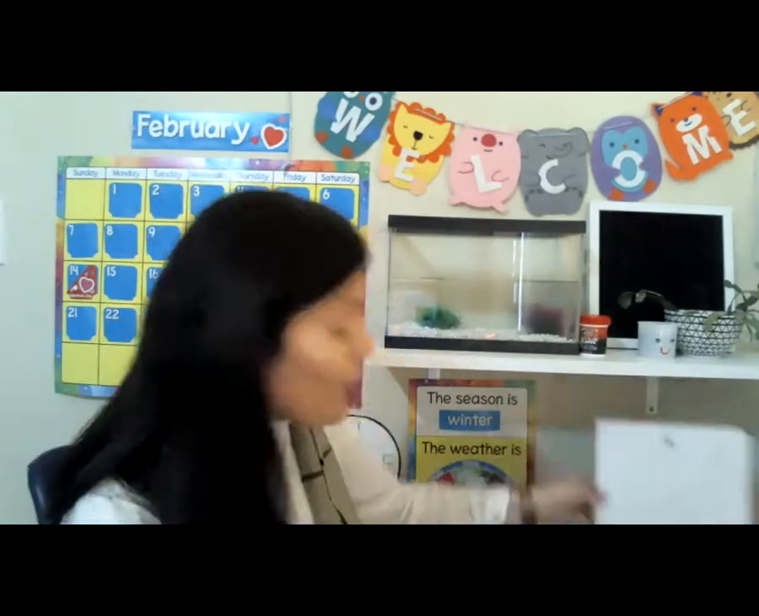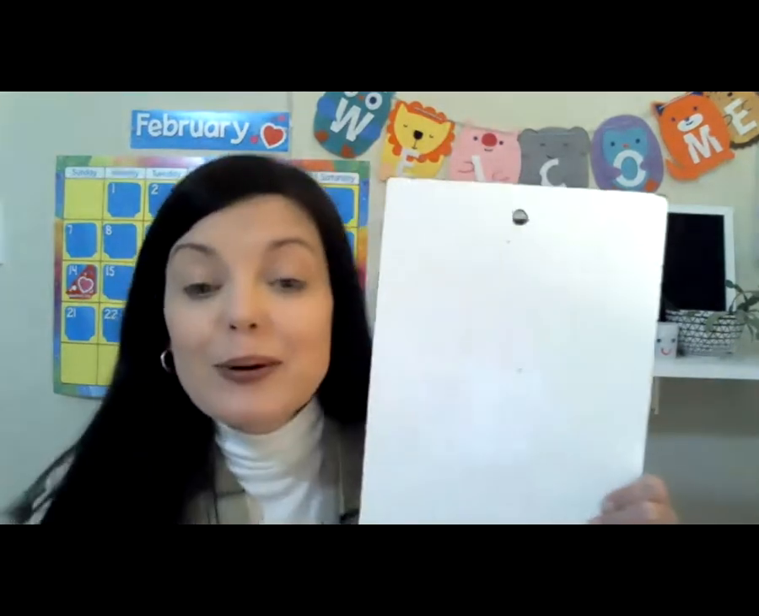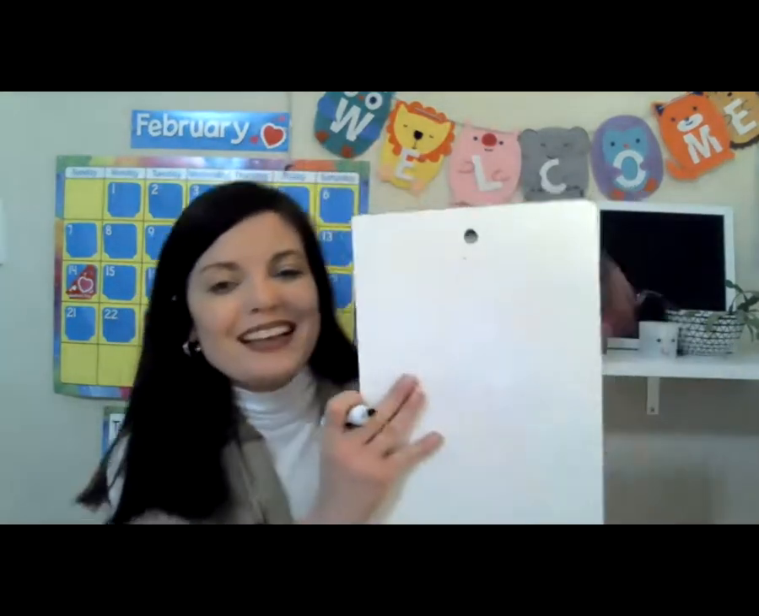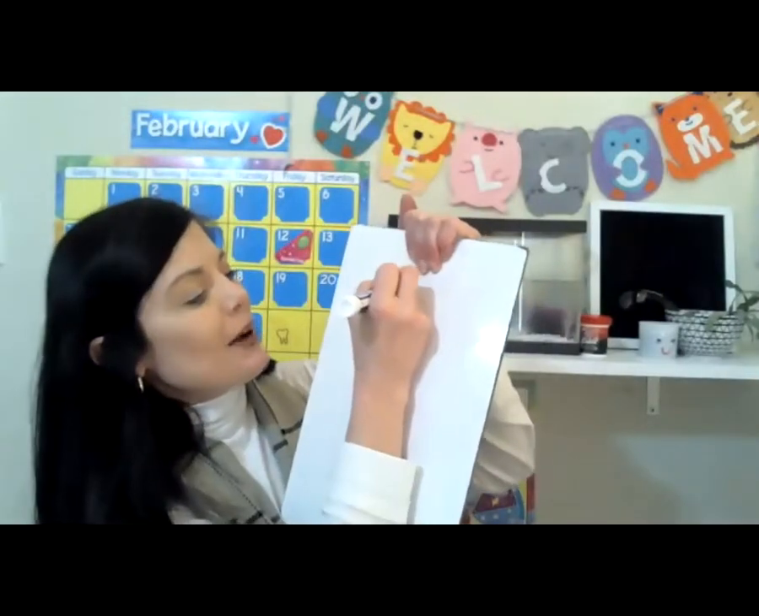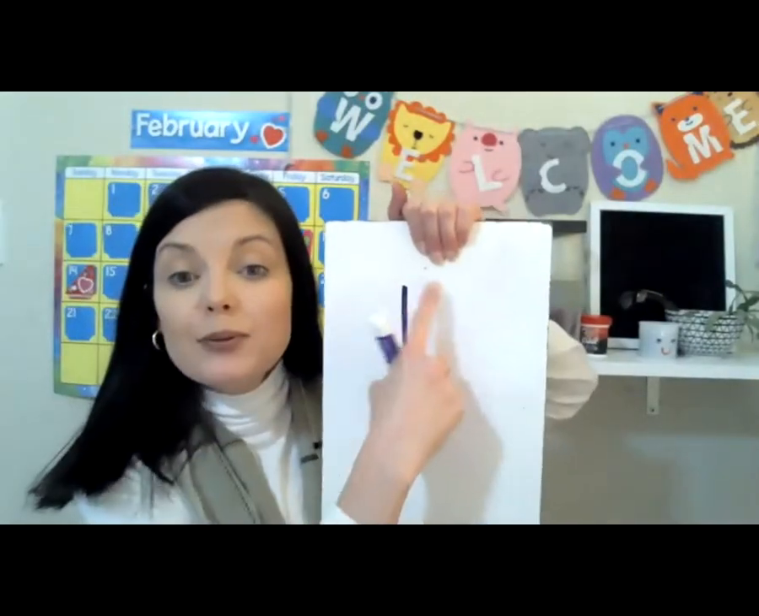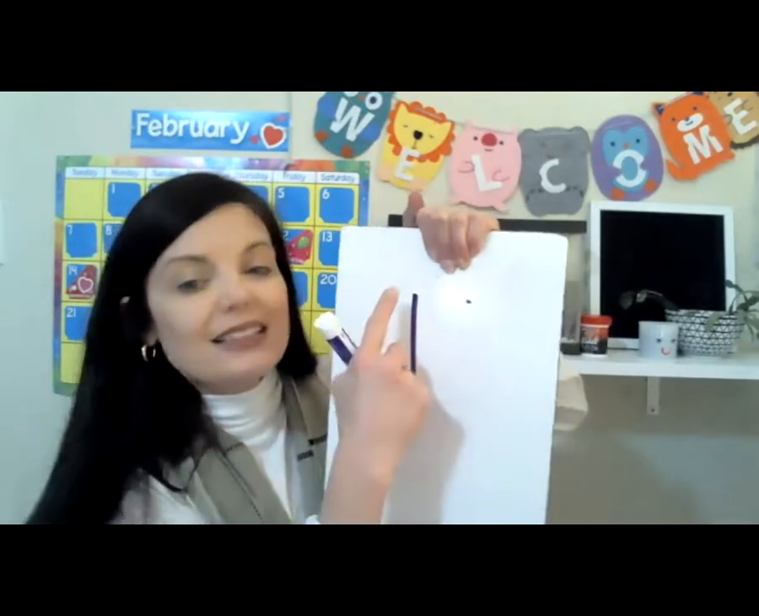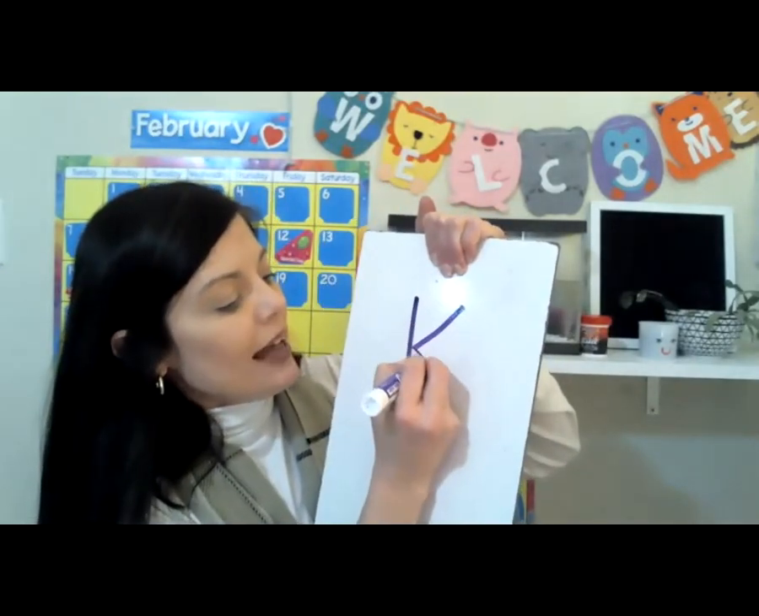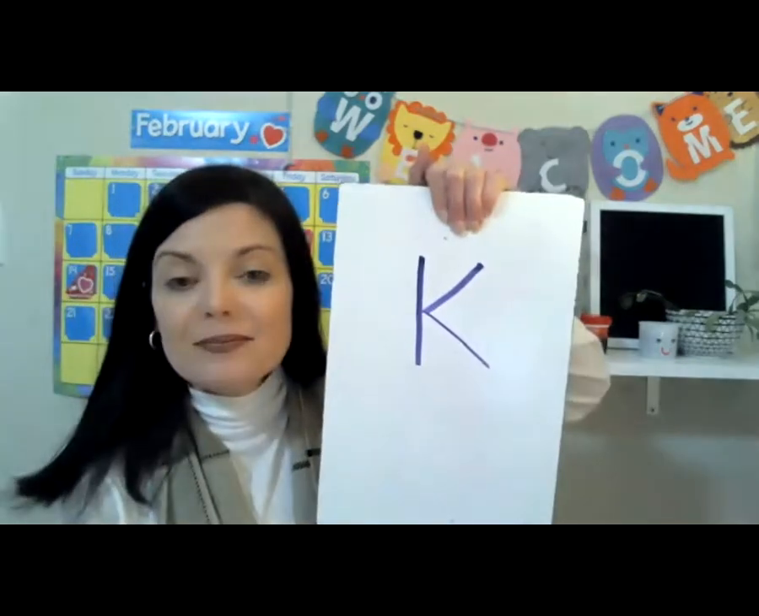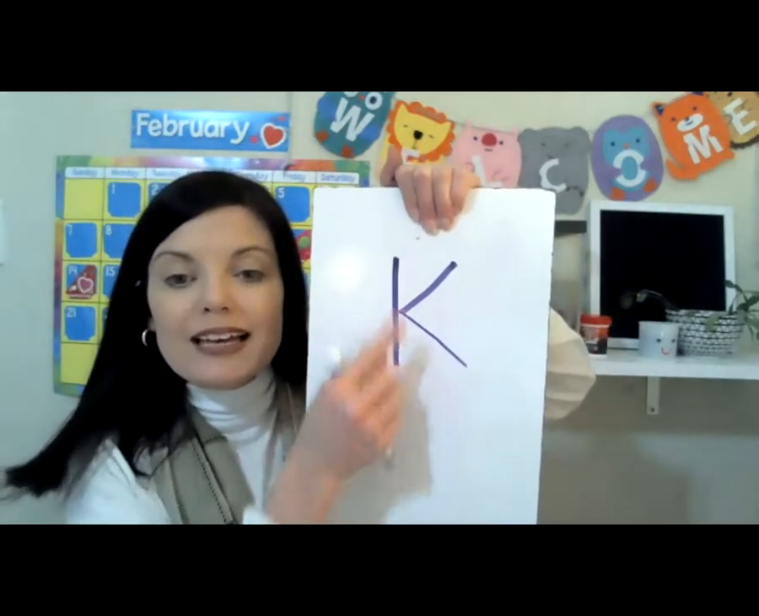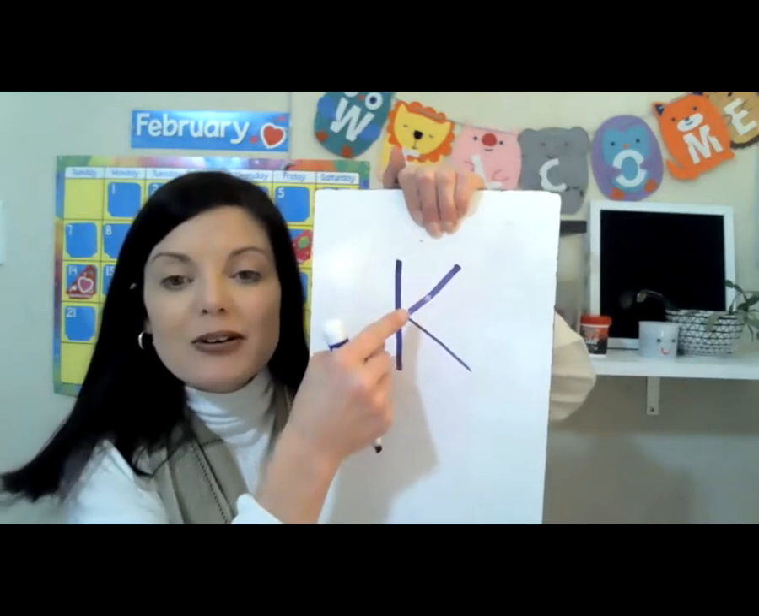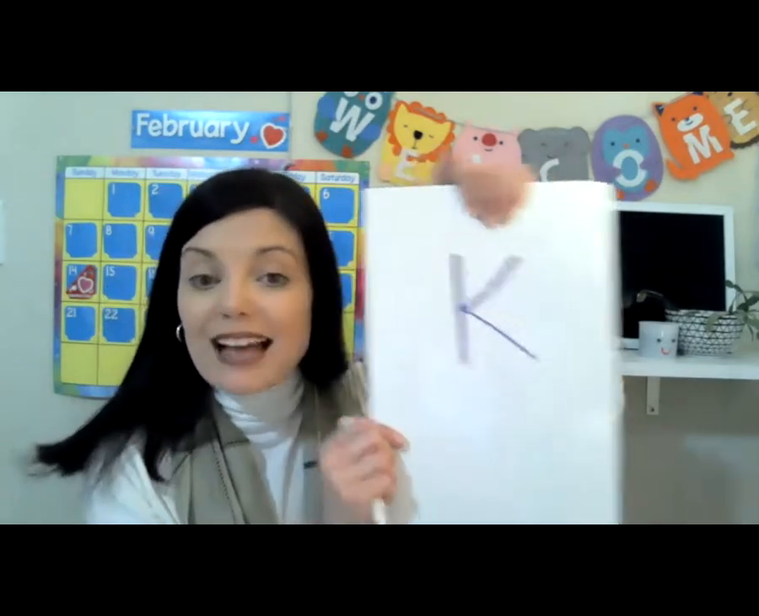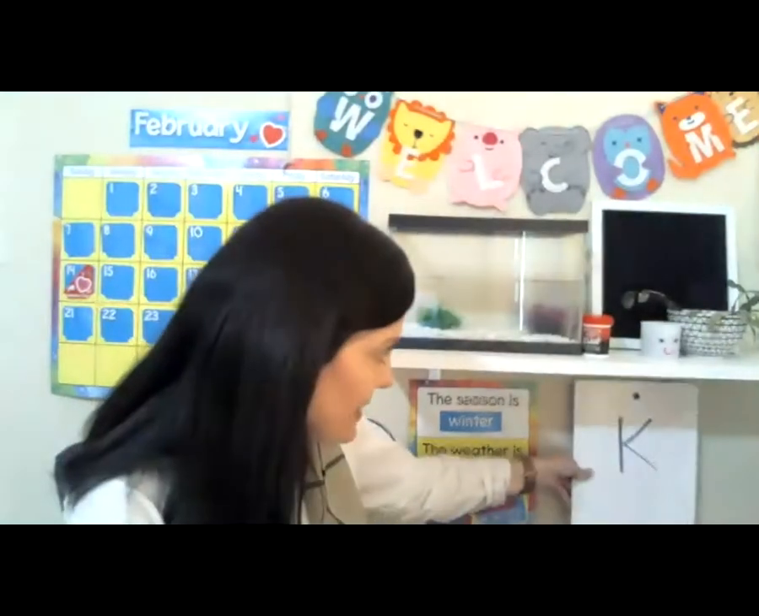Now let's see if we can write the letter K. So the first thing we're going to do is make a number 1, and then we're going to move over just a little bit at the top. We're going to slide to the middle and slide out. So make a number 1 and then slide to the middle and slide out. That's the letter K, uppercase.